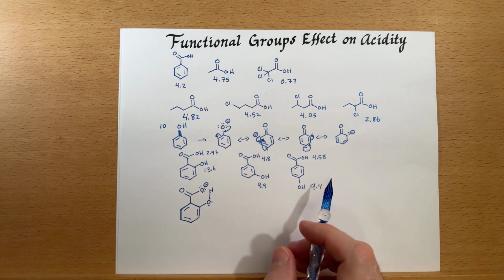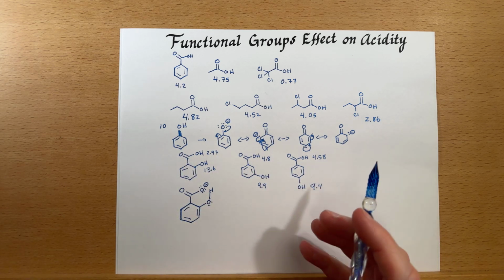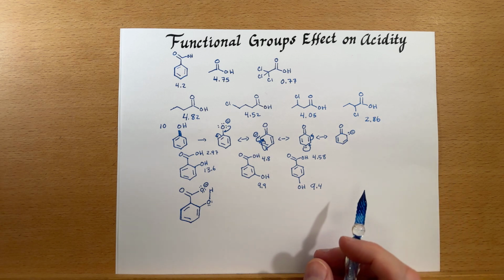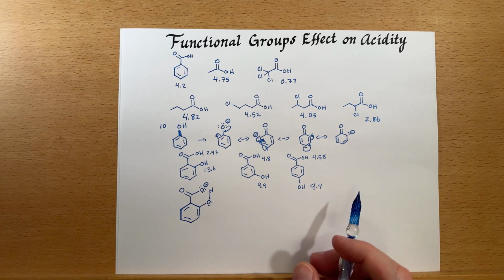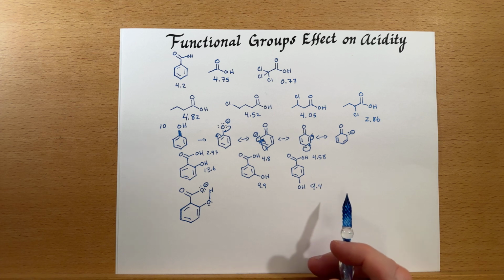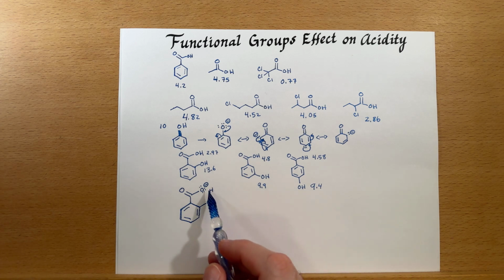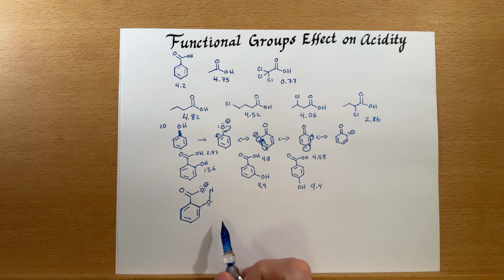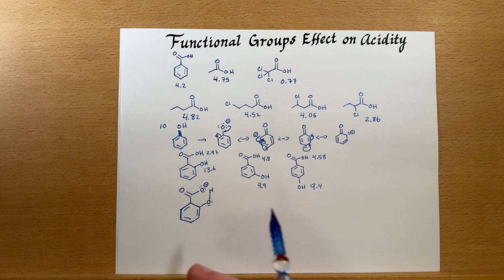Resonance plays a role in the stability of the anions. However, we do have to keep in mind that proximity to hydrogen bonding groups can have a big effect on what we see on the acidity.